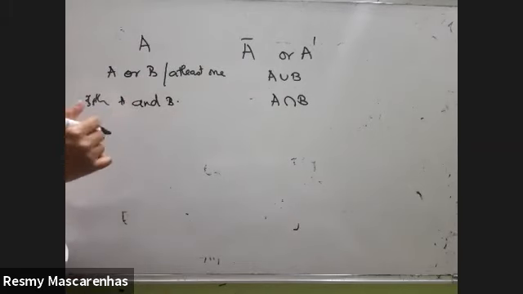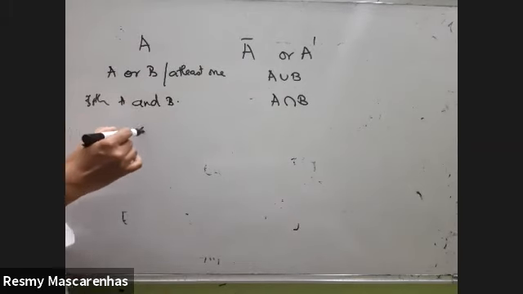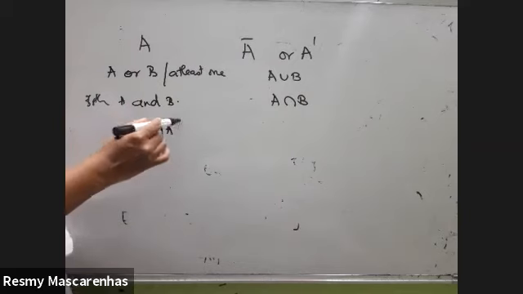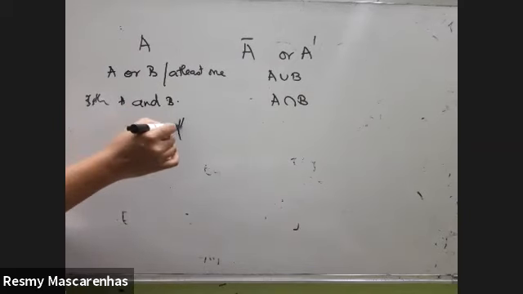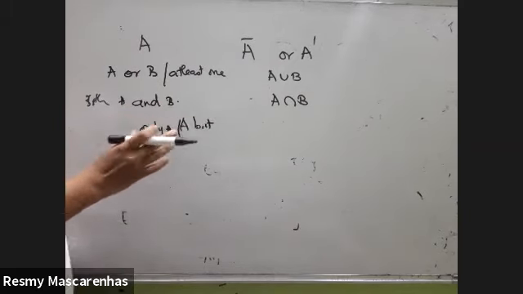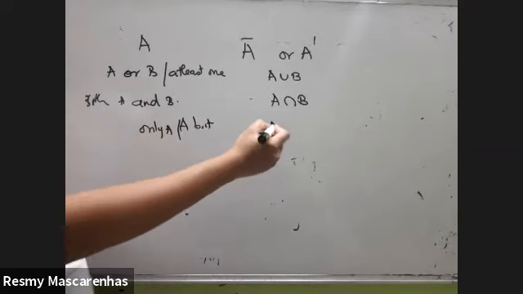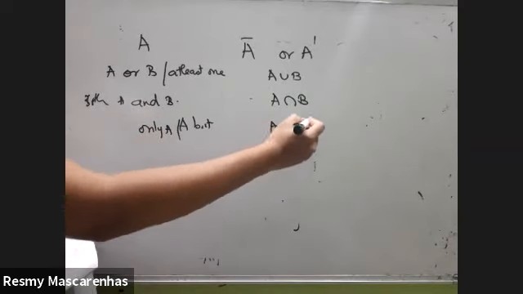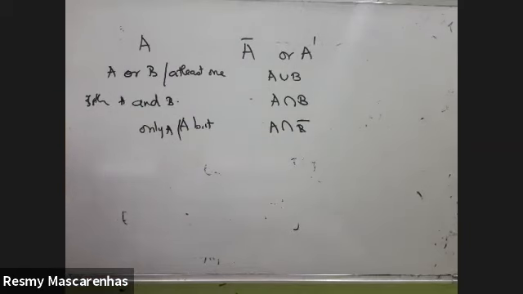I'm not writing anything. Then the fourth one, only A. What does that mean? I want A, but I don't want B. I want purely A, so you have to subtract: A minus B. I have to remove B because I want only A. In the same way, B but not A, you have to remove A: B minus A.